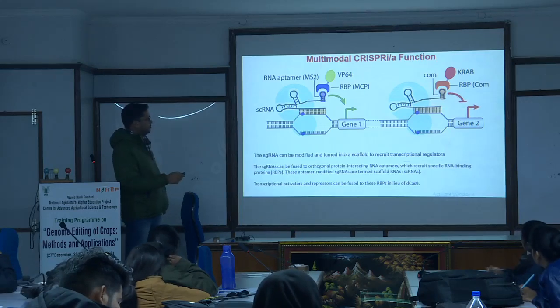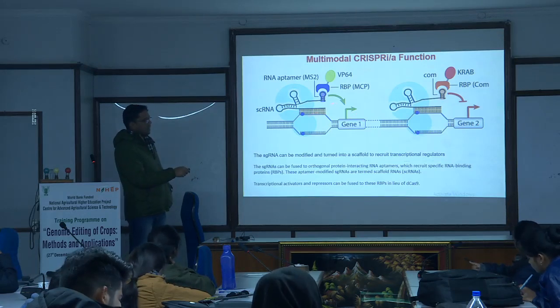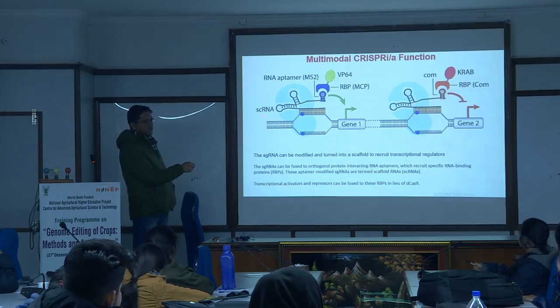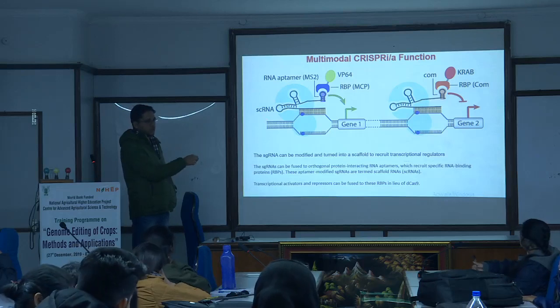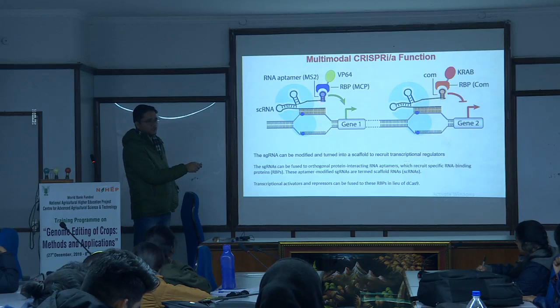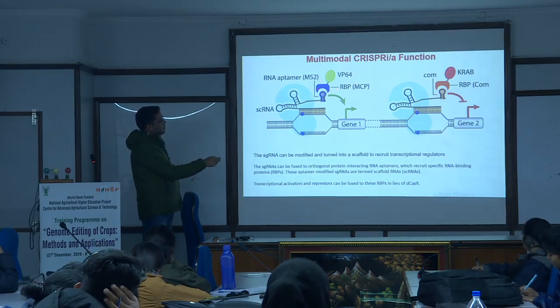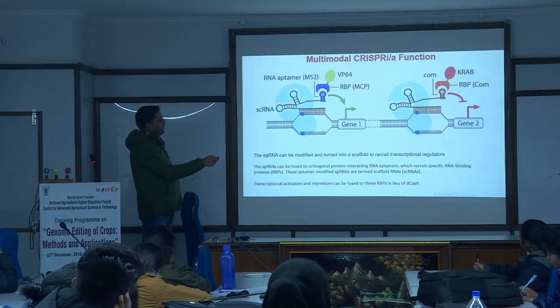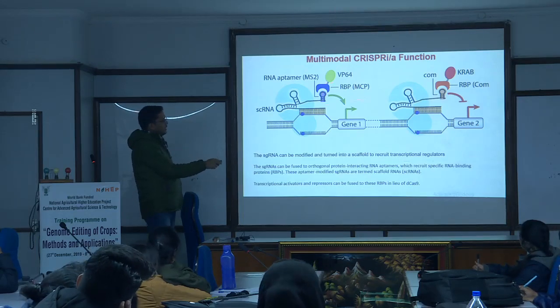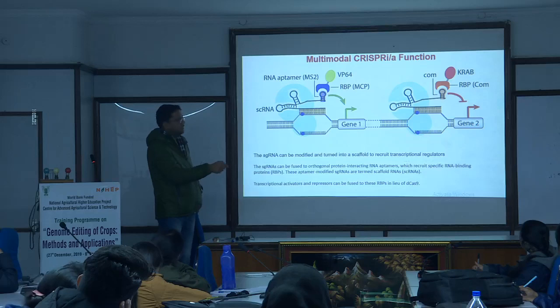It is very simple. Suppose this is gene 1. You are targeting this gene 1 with a gRNA having this scRNA, meaning sgRNA scaffold. Scaffold, as I told you, is mentioned specifically for sgRNA having this aptamer sequence. So you have an aptamer sequence which binds to this protein, and that protein is tagged to an activator. In the other case, there is a gene 2, you have this sgRNA scaffold, you have this aptamer, and it binds to a different protein that has a repressor coupled with it.